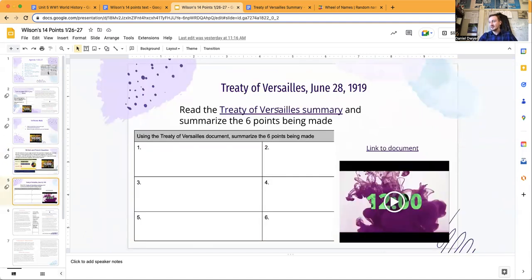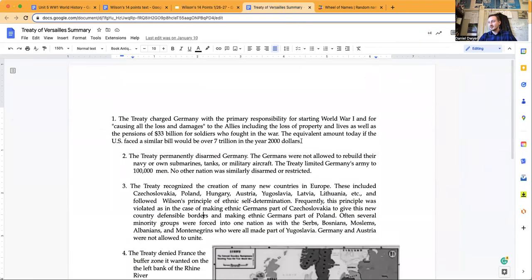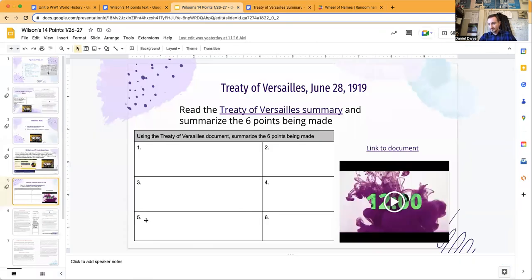Then we are looking at a secondary document that summarizes some of the points of the Treaty of Versailles. So now we're taking the actual treaty, what actually got signed, ending the war. And for this part, we are just summarizing the 6 points. If you do go to it, you can see, if this loads, it is something like this. So like in your first paragraph, you just summarize this whole point, number 1. Then the next one, number 2. All right, so you're going to do all 6 of those.